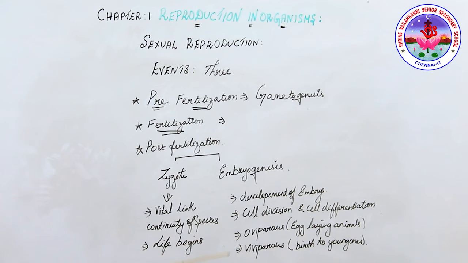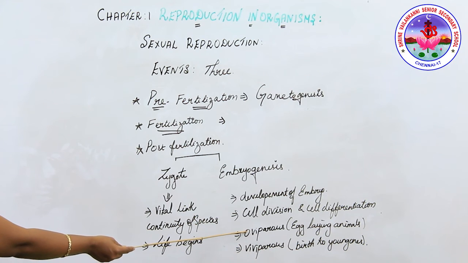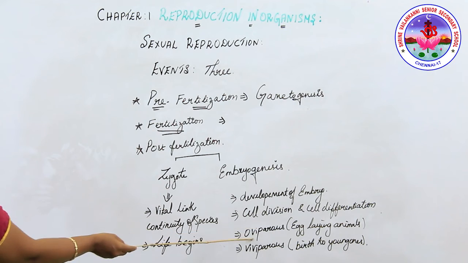For example, oviparous animals are egg-laying animals. The fertilized egg develops and is covered by a calcareous shell, made up of calcium, which is laid in a safe place in the environment. After a period of incubation, the young ones hatch out. So this will be the result for the oviparous.